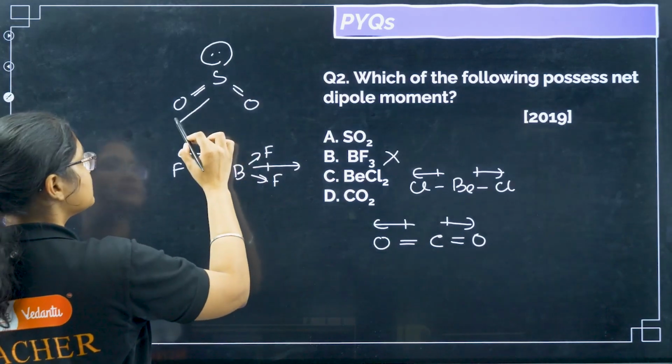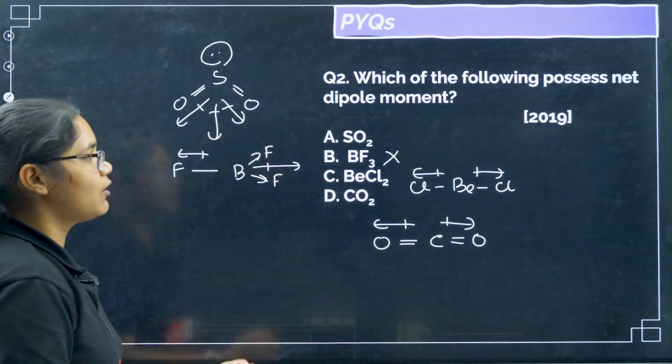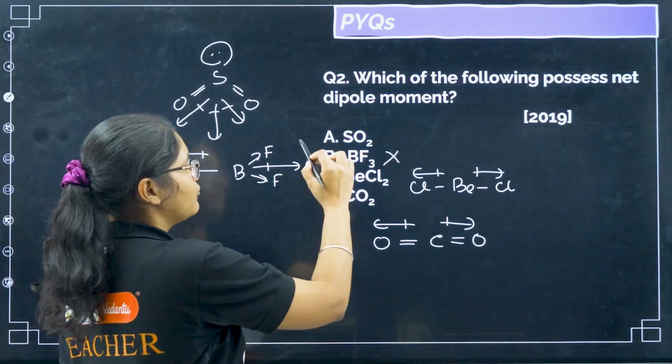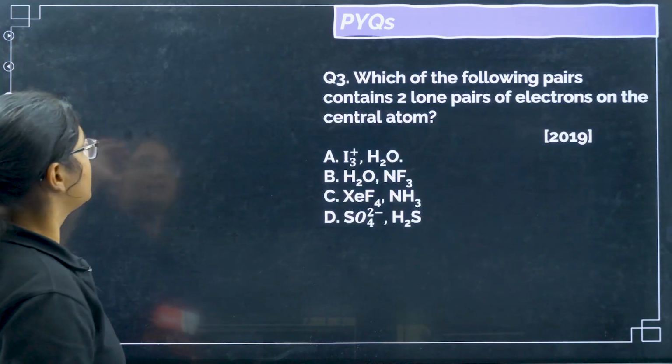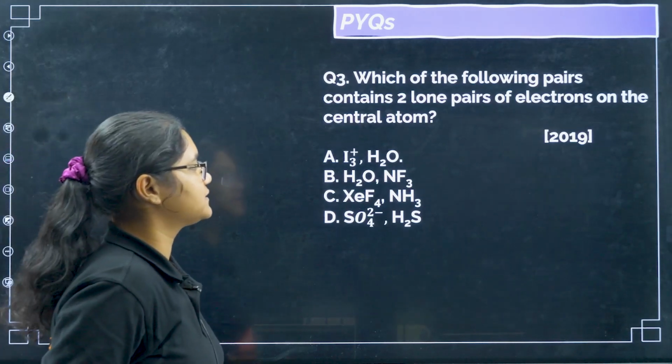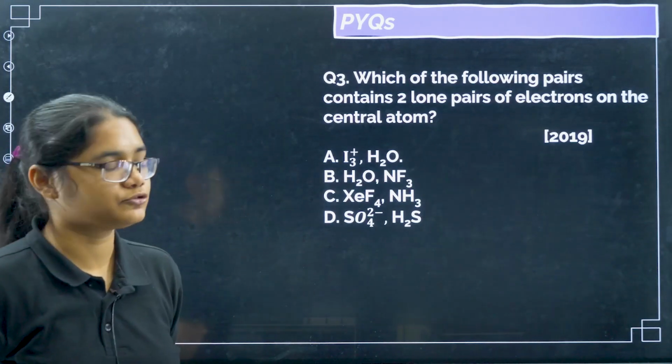Here what happens? The net dipole moment is there and it is not a complete 0 dipole moment. So option number A is the correct answer here. Next, which of the following pairs contains 2 lone pairs of electrons on the central atom? 2 lone pairs should be there.